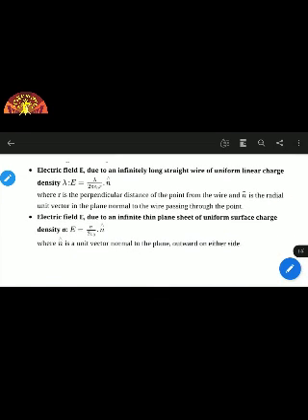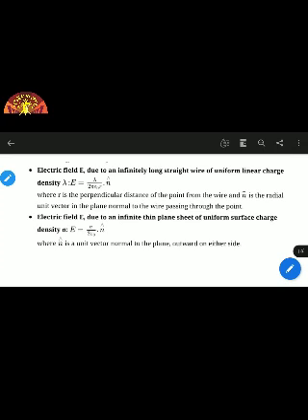You can use this Gauss theorem to find the electric field due to an infinitely long straight wire also. The simple formula is E equals lambda by 2 pi epsilon naught r n cap. What is this n cap? N cap is a radial unit vector in the plane normal to the wire. If the wire is on the x axis, then this n cap would be along the y axis.